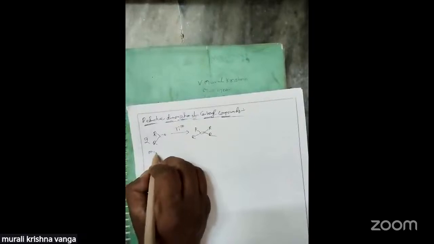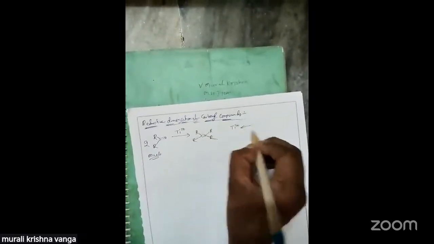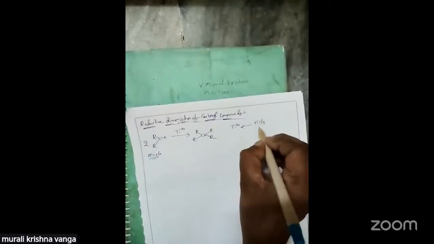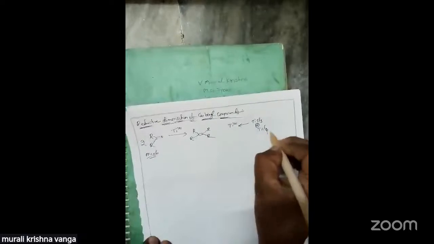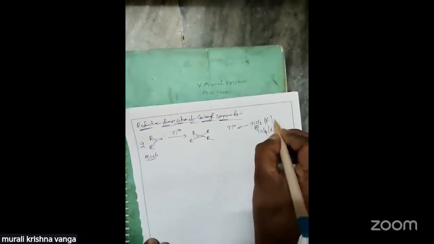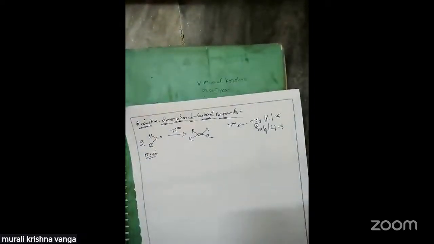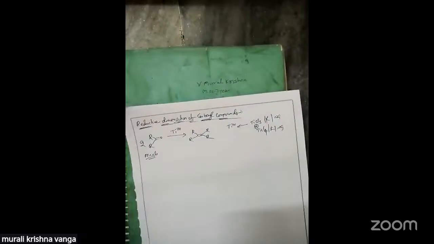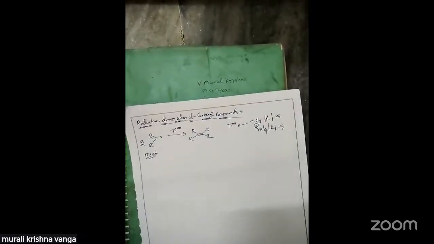Mechanism for this reaction: first, how is this titanium zero metal prepared? When titanium trichloride or titanium tetrachloride reacts with potassium or sodium metal, we get titanium zero metal.